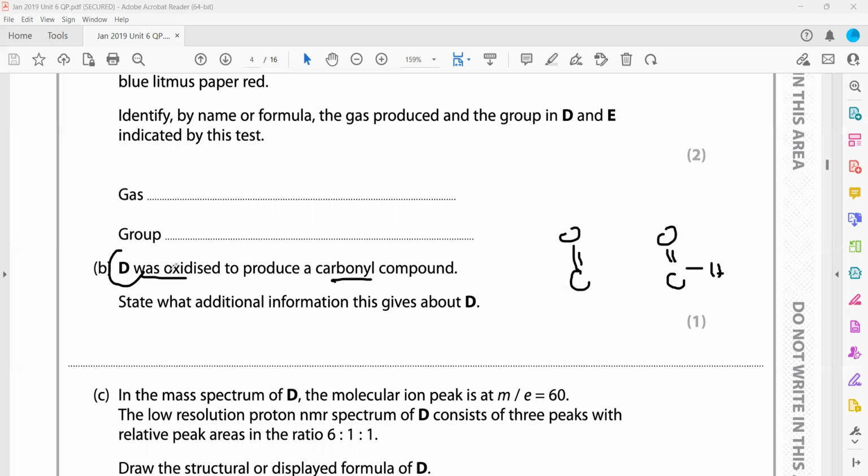So what does this give an idea of? When we do hydrolysis of the ester, it produces alcohol and carboxylic acid. Alcohol can be oxidized, carboxylic acid cannot be oxidized. So this gives an idea that this compound is an alcohol. But which specific alcohol? Not all alcohols can be oxidized, only primary or secondary. So it is either a primary or secondary alcohol. So we identify D as an alcohol.